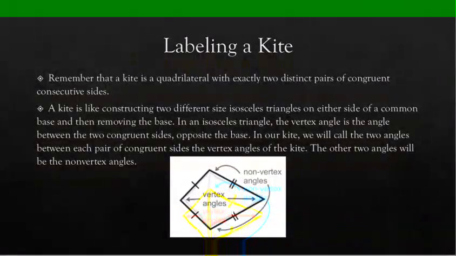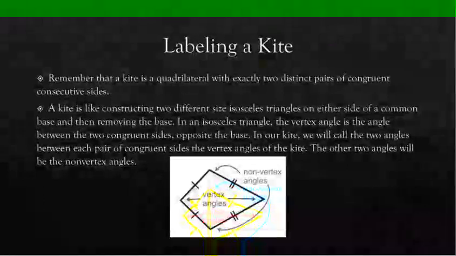So this side and this side are congruent, and this side and this side, because of the first isosceles triangle, are congruent. So in our kite, we will call the two angles between each of the congruent sides the vertex angles. In a kite that we would think of flying around, that would be the top and the bottom of the kite. The other two angles we will call the non-vertex angles.